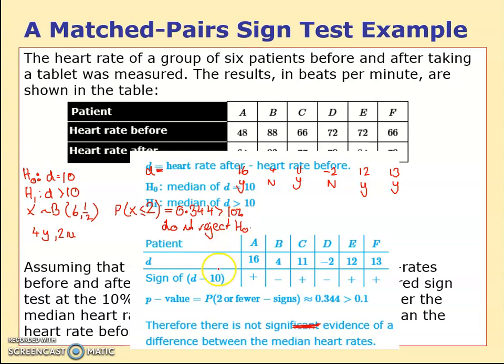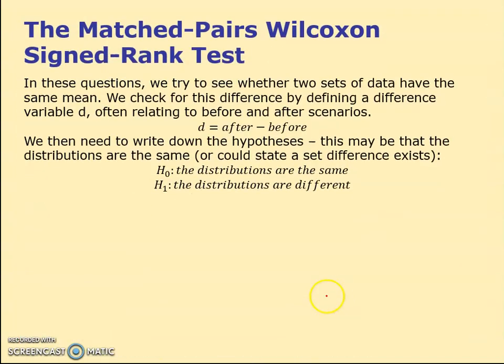And then there's the wordy bit. What does it say? And they've got exactly the same as me. It says, therefore, there is not significant evidence of difference between the mean heart rate. That's the last bit that you're always meant to do, the wordy bit.